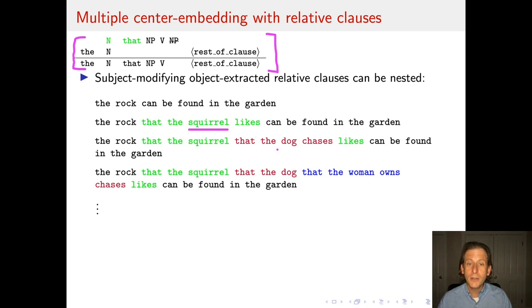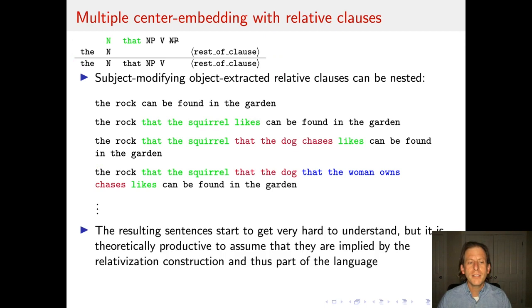We could even continue doing this again. We could target the word dog. We could get something like, the rock that the squirrel that the dog that the woman owns chases likes can be found in the garden. Now, obviously, these resulting sentences get very, very hard to understand. But I'd like you to bear with me and take it on faith for the moment that it's theoretically productive to assume that they are implied by the relativization construction and thus are part of the language that we're trying to describe.